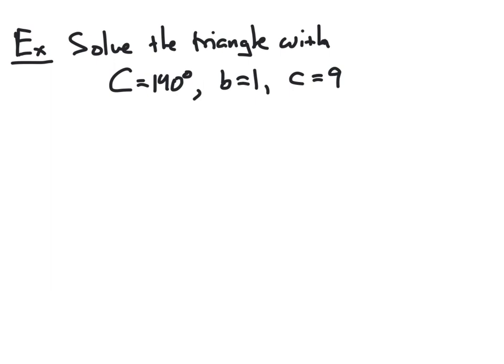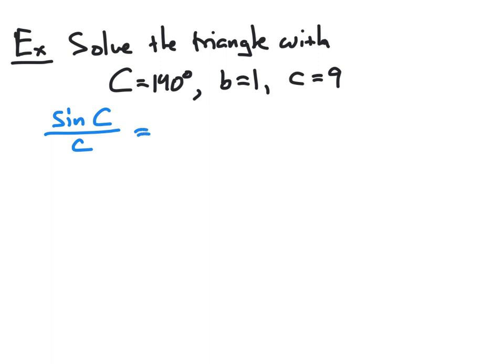In this video, we're going to look at some examples of solving triangles with the law of sines. In this first example, we want to solve the triangle where angle C is 140 degrees, side length B is 1, and side length C is 9. Since we know an angle, in this case angle C, and the opposite side, this indicates that the law of sines is a good tool to use in order to solve this triangle.